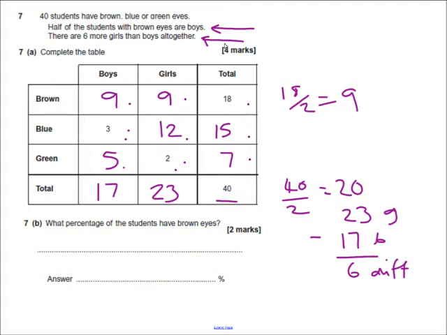And that was worth 4 marks. Question 7b is asking us what percentage of the students have brown eyes. Well, as a percentage, we have 18 out of our 40. So what you can do is have 18 divided by 40 times 100%. Don't forget, this is a calculator allowed exam. So on your calculator, 18 divided by 40 times 100 equals 45%.